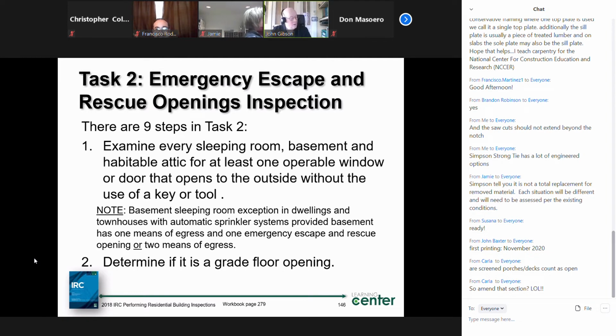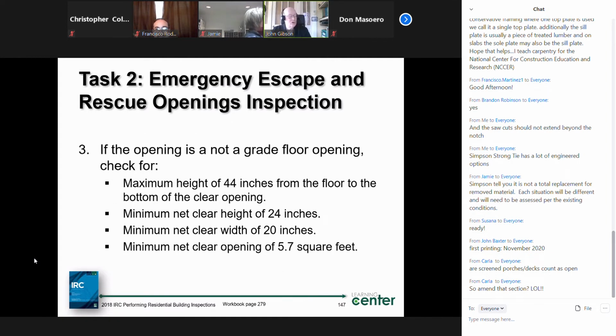Look at our grade floor openings. For grade floor openings, we are within 44 inches of the outside grade to call it a grade floor window. So above or below grade, 44 inches, that's a grade floor window.